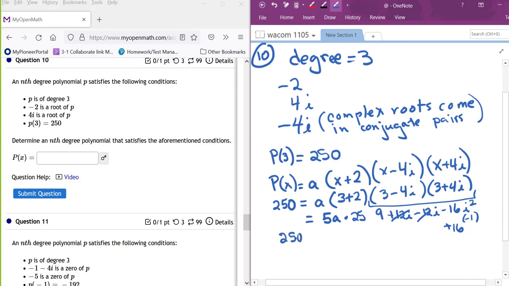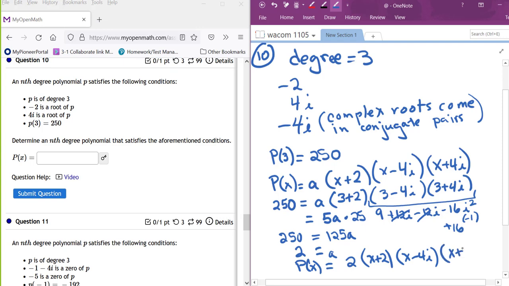So we have 125a equals 250. So divide by 125. So the a will be 2 on this one. So we can go back here and put in, I believe, this other form: 2 times x plus 2 times x minus 4i and x plus 4i. I believe they will accept that. If they don't, we'll multiply it out.